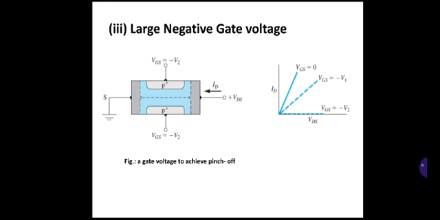But if you apply a large negative gate voltage, that is VGS is minus V2, greater than the small negative gate voltage you applied previously, what happens? The reverse bias gate to channel space charge region has completely filled the channel region. The space charge region has completely filled the channel. So this condition is known as pinch off.